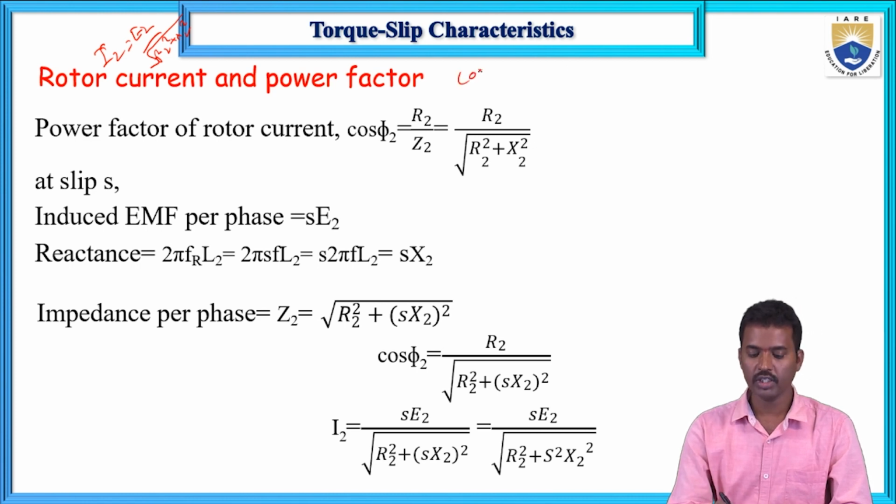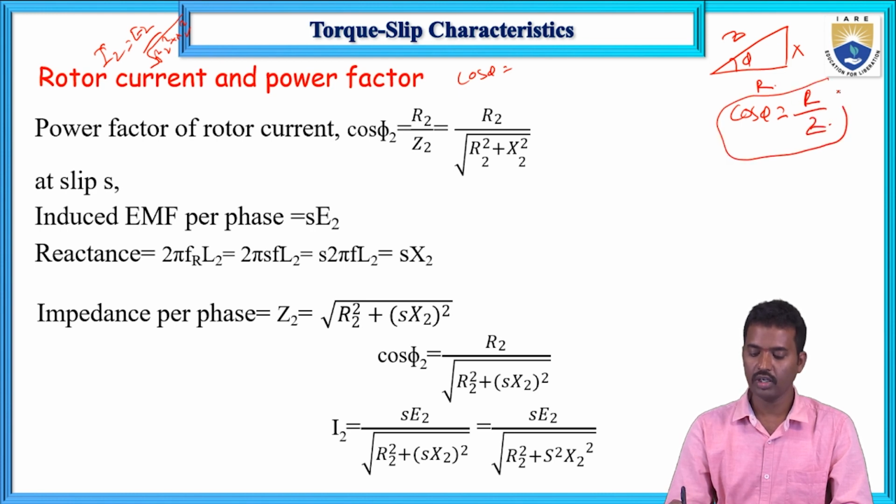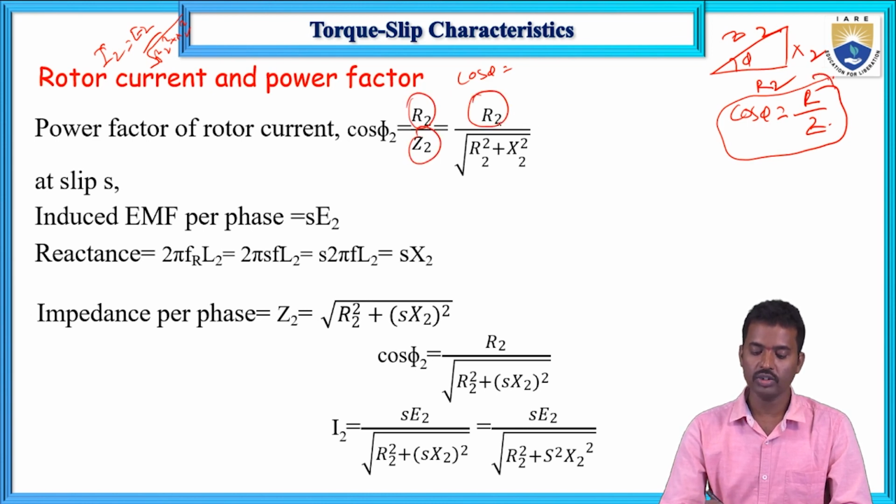Now what about the power factor? From the power triangle, with R, X and Z as the sides and phi as the angle, cos phi equals R by Z. So for the rotor circuit, cos phi 2 equals R2 by Z2, where Z2 is the square root of R2 square plus X2 square.